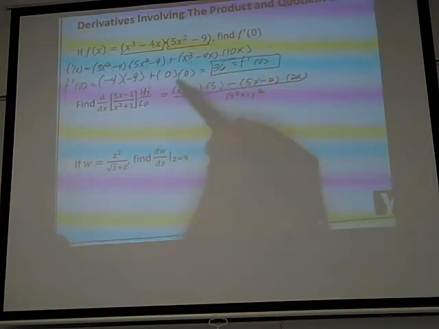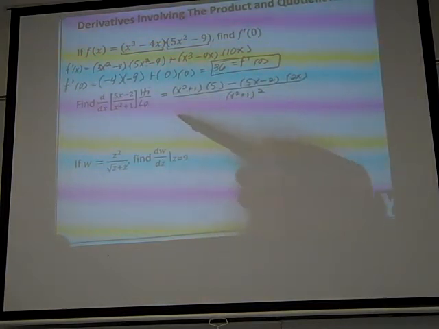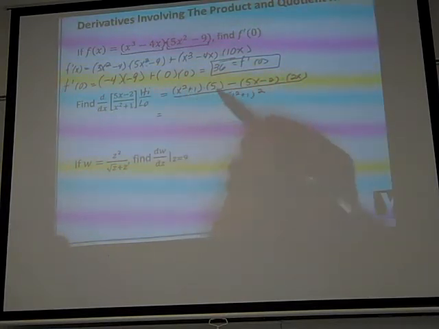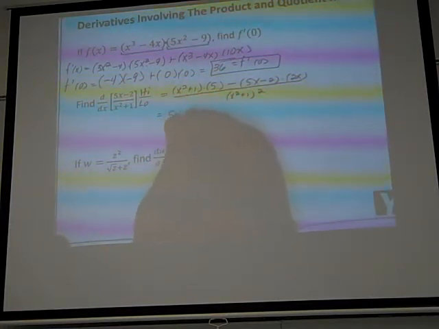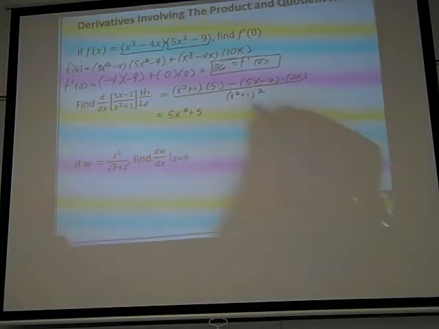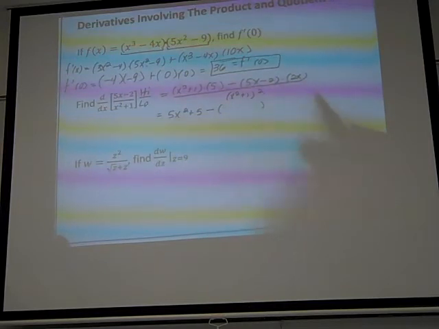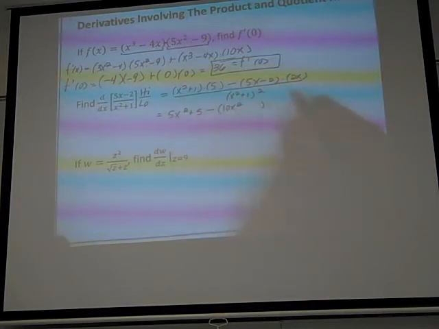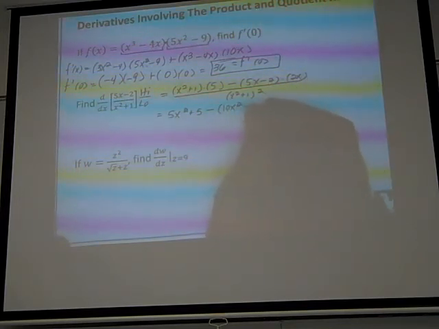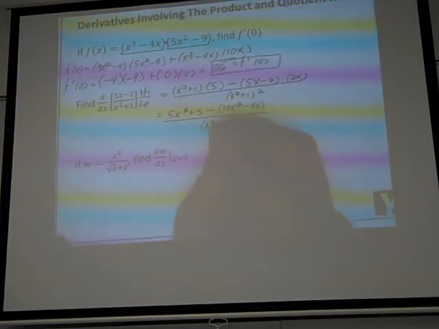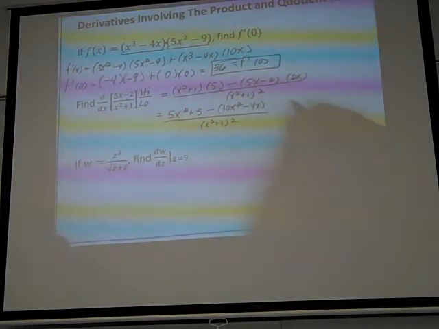You could stop here and not worry about simplifying, but since I've got lots of room, let's actually go further. X squared plus 1 times 5, I'm going to distribute the 5 through and get 5x squared plus 5. Minus, I have 5x minus 2 times 2x. 5x times 2x is 10x squared. Negative 2 times 2x is negative 4x over x squared plus 1 squared.